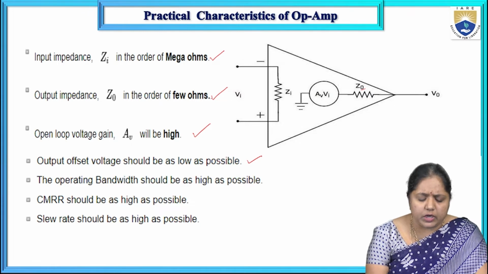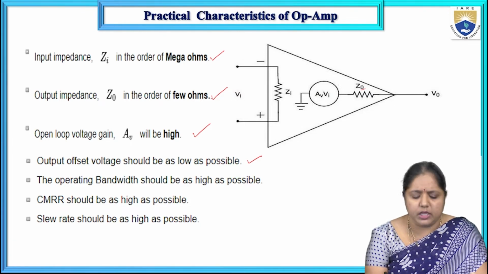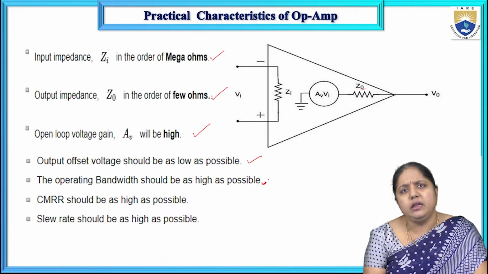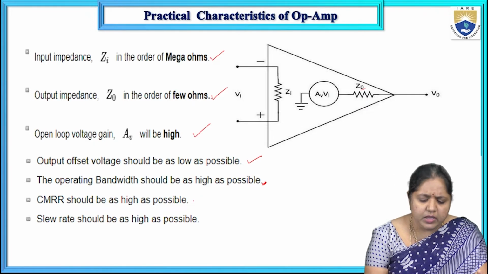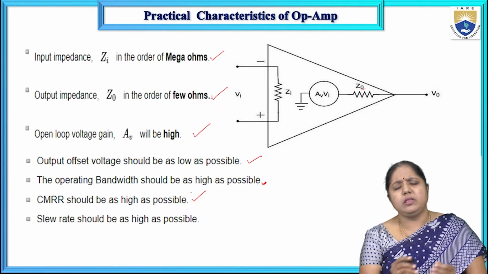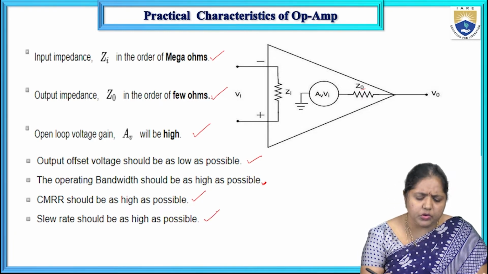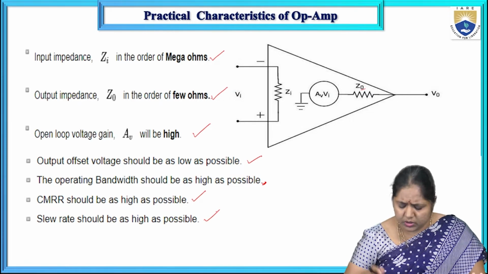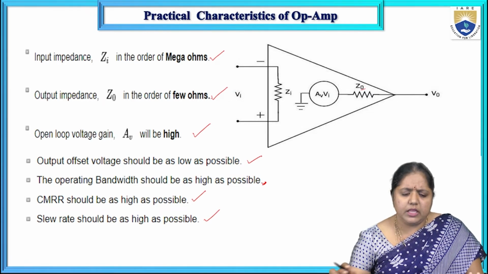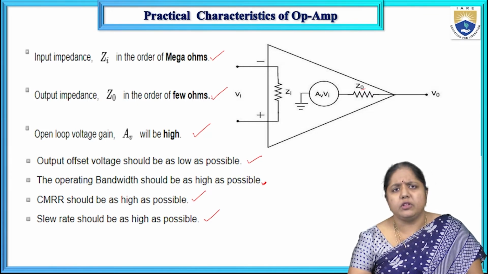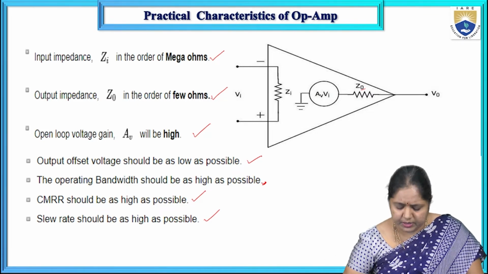We will go through what the output offset voltage is. Next, the bandwidth: we cannot get an infinite bandwidth, but we can get a high bandwidth value. Next, the CMRR value is a high value, not infinity, and the slew rate value is a high value, not infinity. So these are the practical characteristics of the operational amplifier.